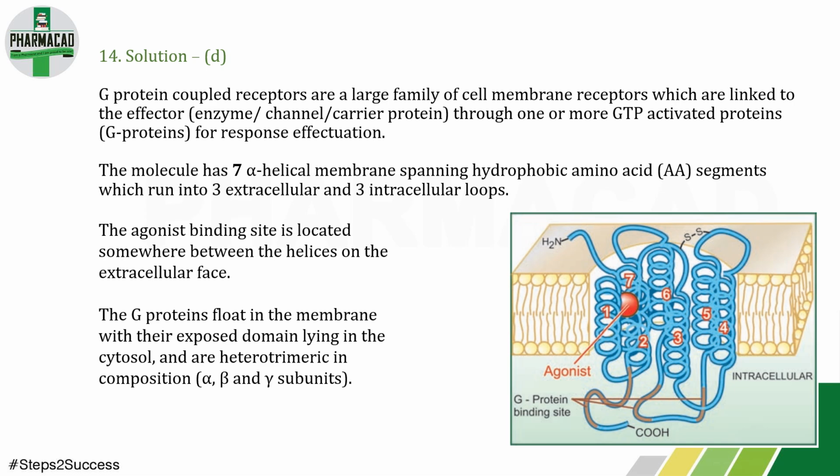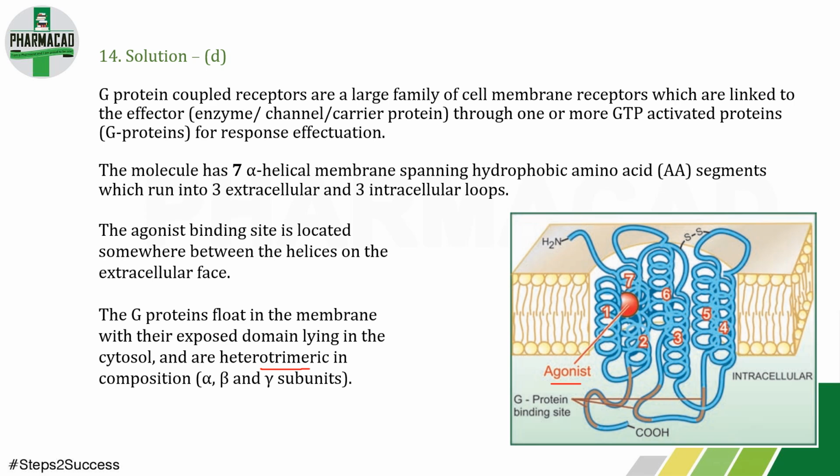So remember, the G protein coupled receptors have 7 alpha helical membrane segments. Then they have hydrophobic amino acid segments. So these are the 7 alpha helices, as you can see the numbers 1, 2, 3, 4, 5, 6 and 7. The agonist binding site is located between the helices on the extracellular surface, that is this red portion, and the G proteins float in the membrane with their exposed domain lying in the cytosol and are heterotrimeric in composition. That means they have the alpha, beta and gamma subunits.